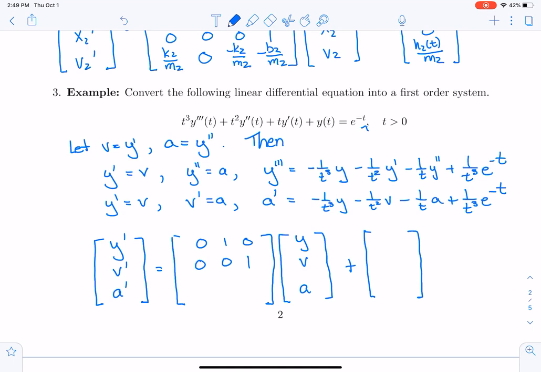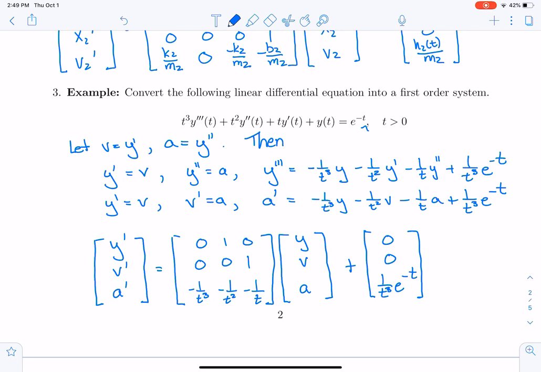And then finally, the coefficients from the a prime equation are minus 1 over t cubed, minus 1 over t squared, minus 1 over t. And the external part of the equation, the external force or the non-homogeneous part, only appears in the a equation, and that's a 1 over t cubed e to the minus t.